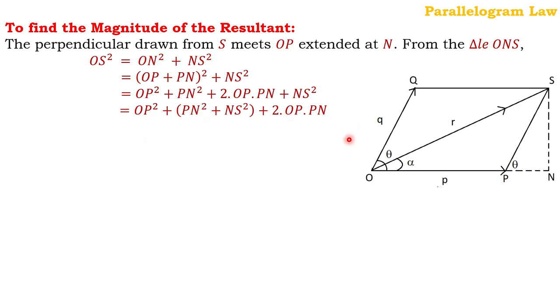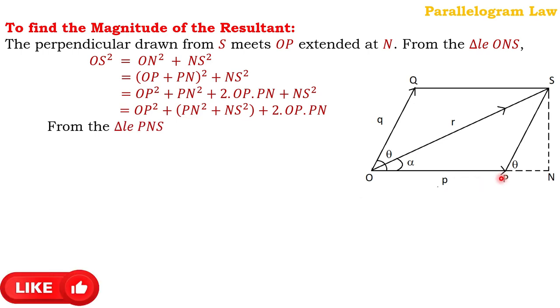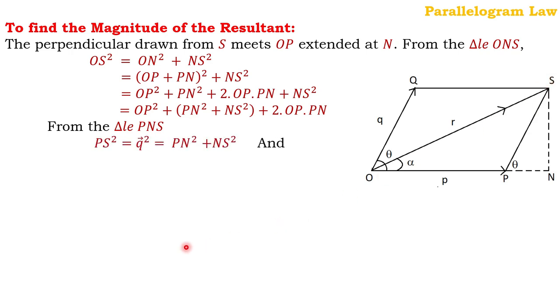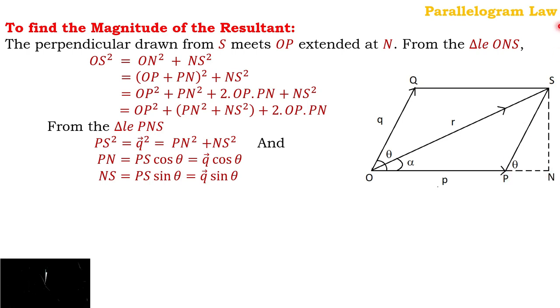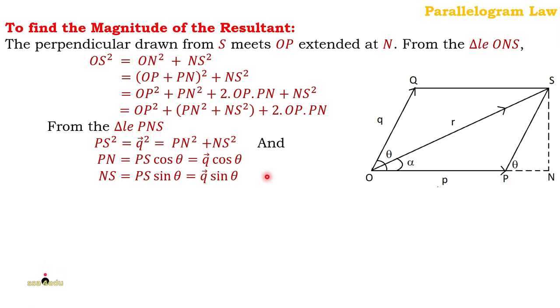From the right angle triangle PNS, PS square equals PN square plus NS square. So, instead of PN square plus NS square, we substitute PS square. At the same time, from the triangle PNS, PN equals PS cos theta, that is equals Q cos theta. At the same time, NS equals PS sin theta, or equals Q sin theta.